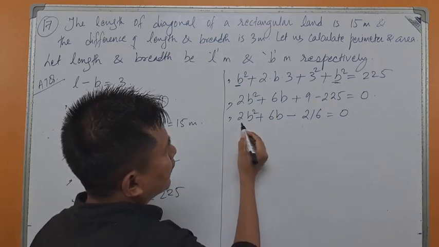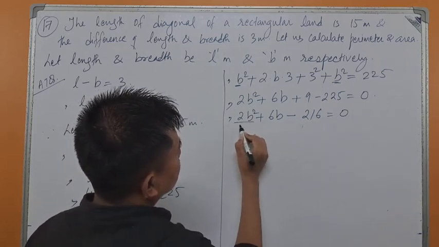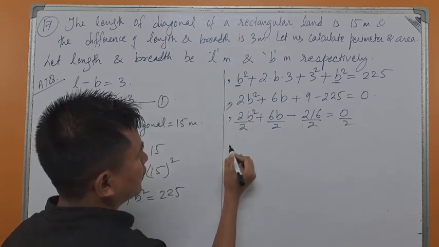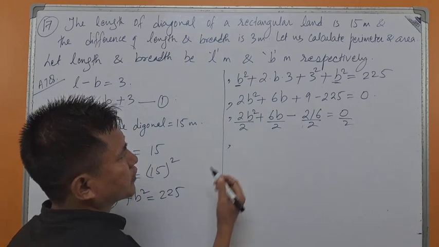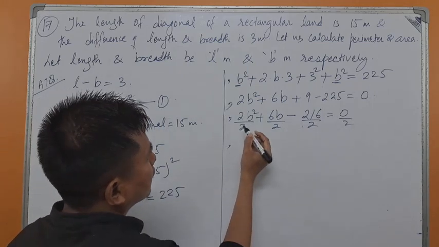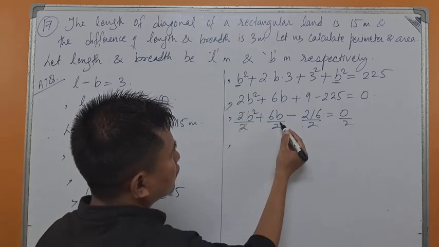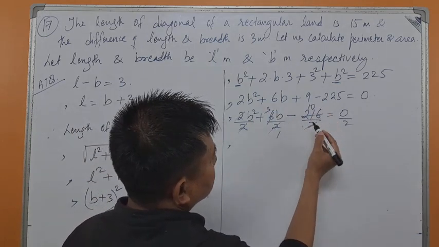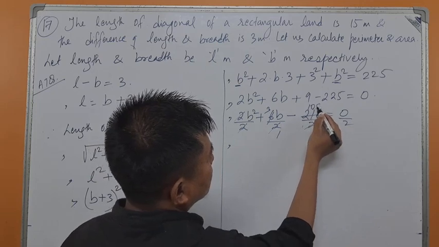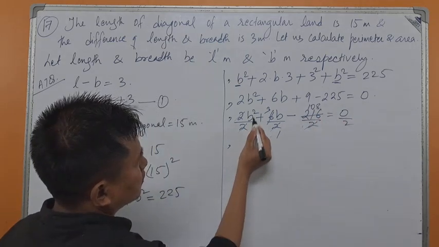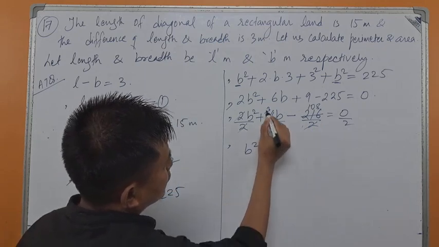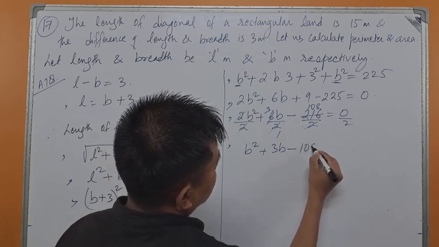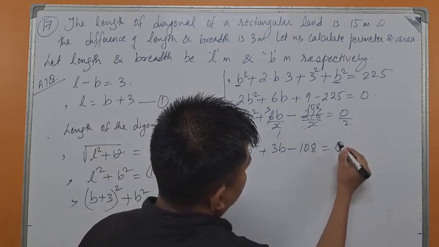So let's divide this equation throughout by 2. We are dividing the equation by 2 to make the numbers smaller. The smaller the number, the easier it is for us to calculate. 2 and 2 cancel out. 2 threes are 6, 216 divided by 2 is 108. So this is B square plus 3B minus 108 equals 0.